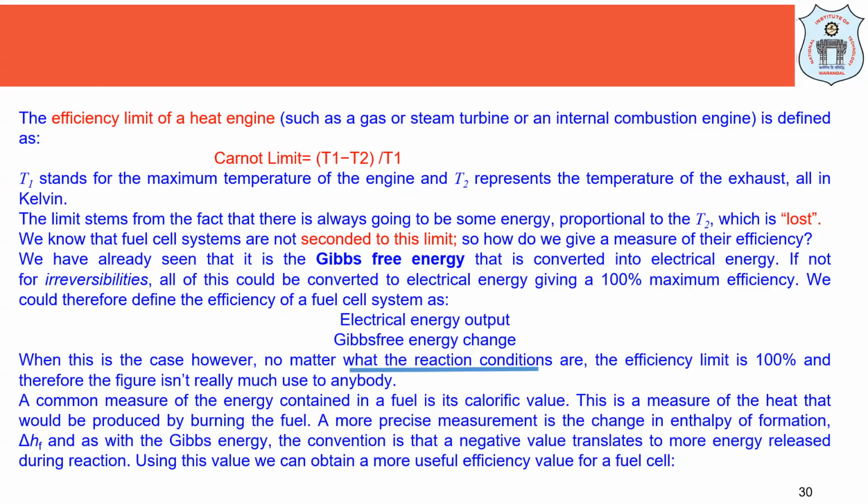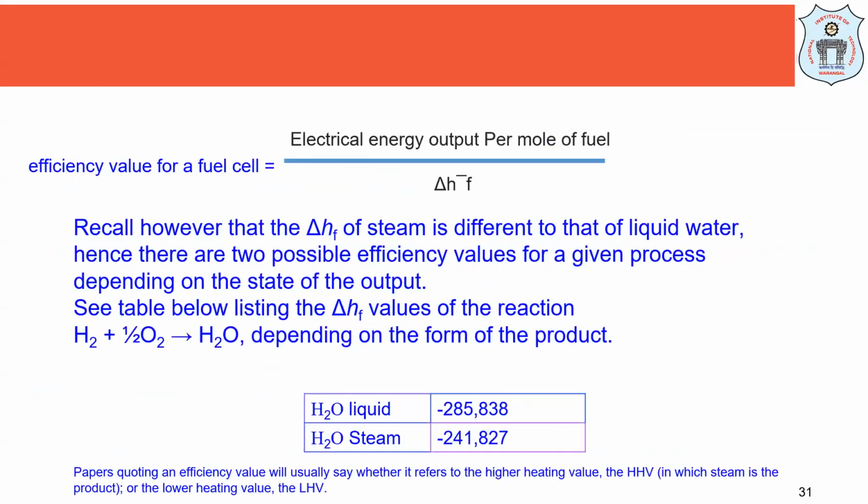A common measure of the energy contained in a fuel is its calorific value. What is calorific value? It is a measure of the heat that would be produced by burning the fuel. A more precise measurement is the change in the enthalpy of formation, delta HF, as with the Gibbs energy. The convention is that a negative value translates to more energy released during the reaction. Using this value, we can obtain a more useful efficiency value of the fuel cell. So the efficiency of a fuel cell is electrical energy output per mole of the fuel divided by delta HF.